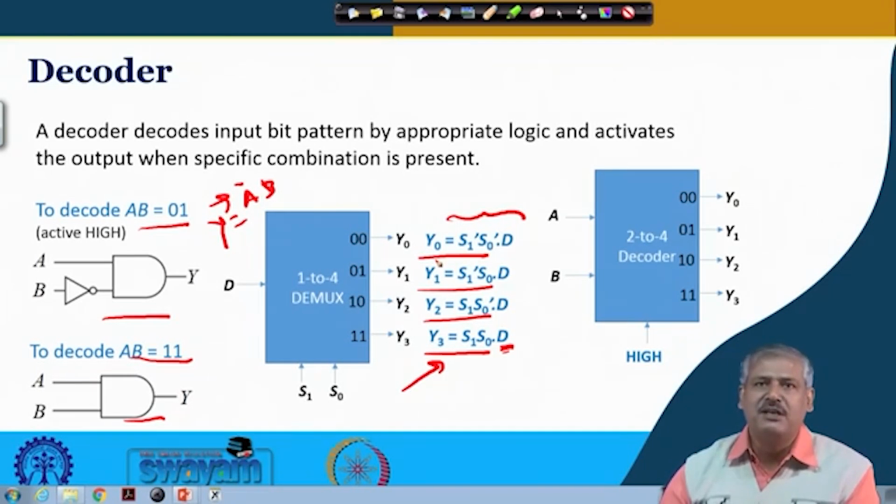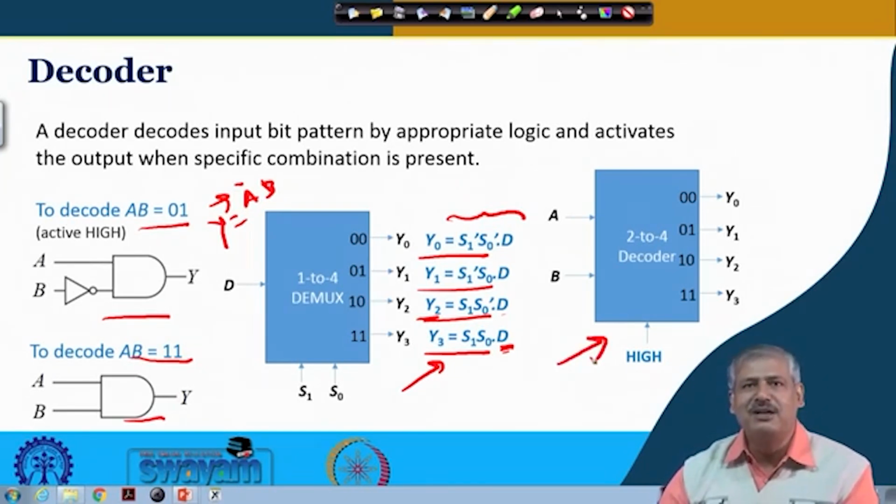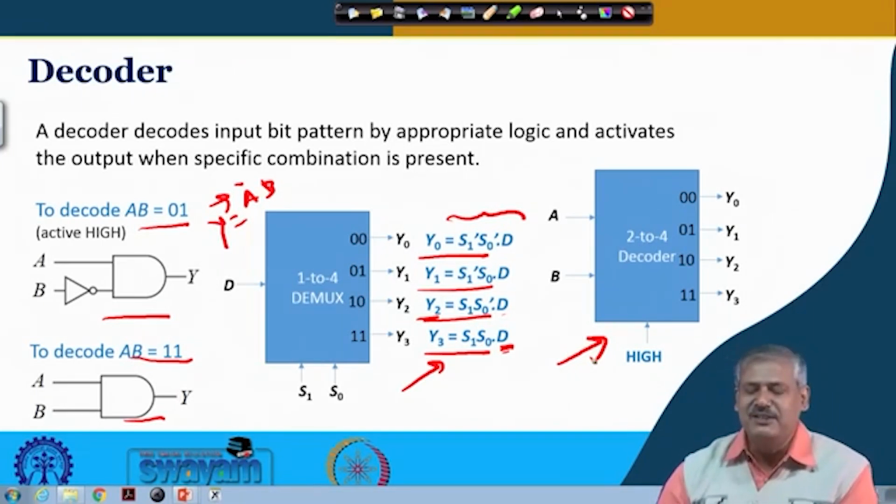So, if you want to decode say 10, D is high, and we just look at Y2. Whenever Y2 goes high, we know that a 10 is present. So this will be the corresponding circuit. That is what I said, that decoder and demultiplexer circuit is essentially the same. We have just made a change in the orientation.